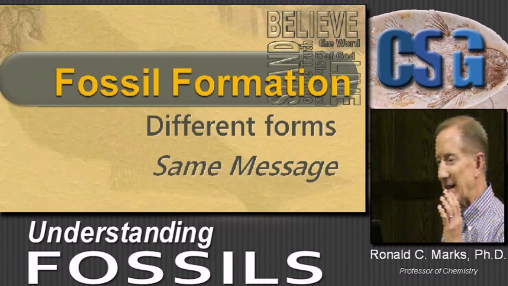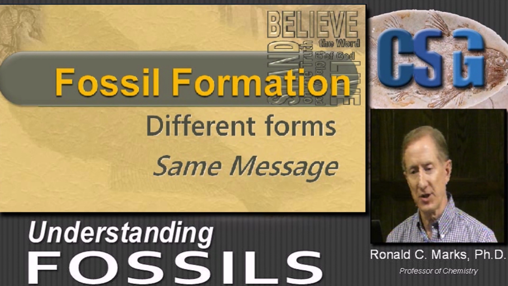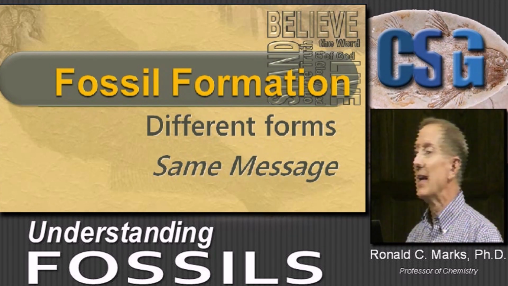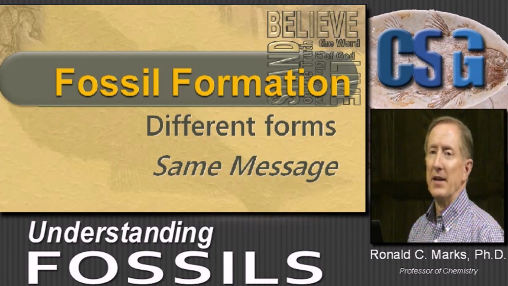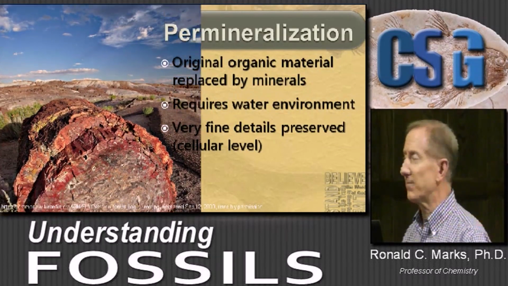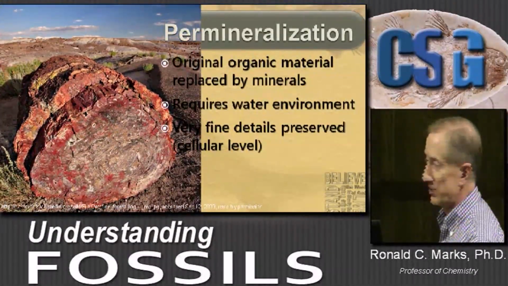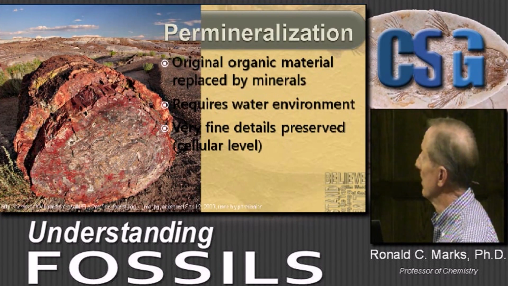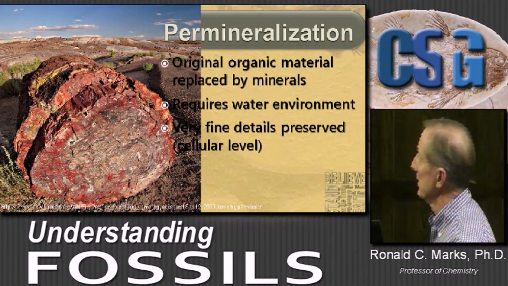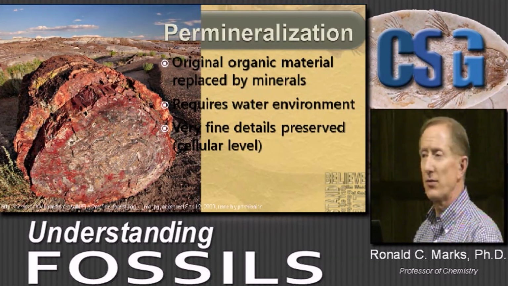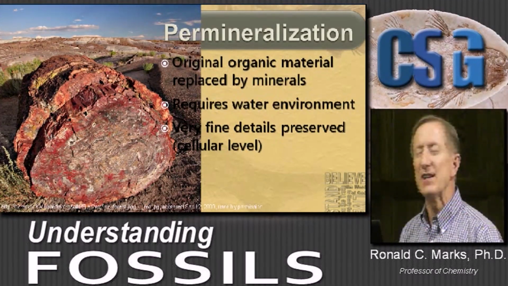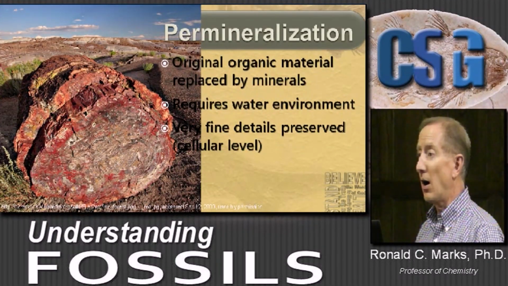So if you will, let's look at fossil formation. Different forms of fossils, but they tell us the same thing. So I need to take just a minute and look at the different types of fossils. Now, there are fossils that you can find from a process called permineralization. This is a fossilized tree trunk out in Arizona, in the fossil forests of Arizona. In permineralization, all of the organic material that was in there gets replaced by minerals, and it's through a very gradual process, gradual enough that a lot of the fine details, even down to the cellular level, are retained.